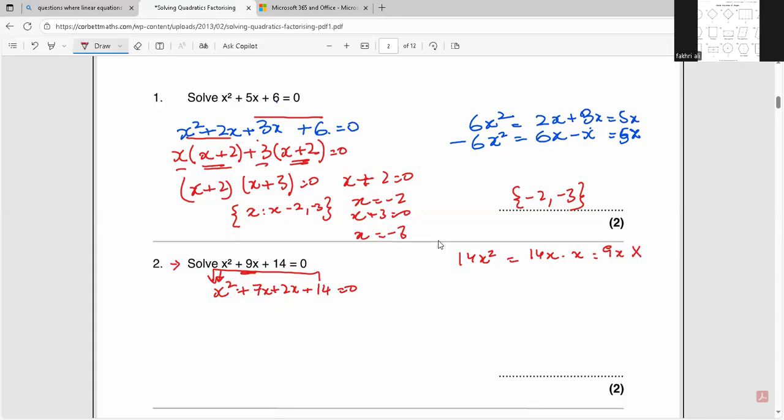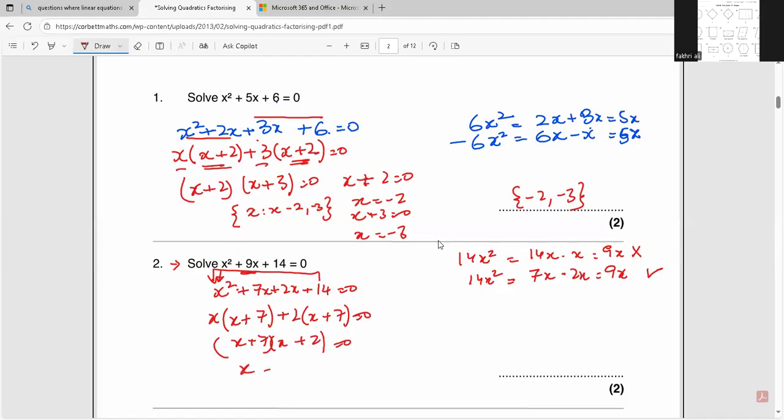Similarly, 7x into 2x is going to give me 14x square, as well as when I add it, it is going to give me 9x. So this is the right choice. I take common x plus 7 and I take plus 2 out here. x plus 7 remains inside. And again, x plus 7 and x plus 2, I get two factors. Then I get x equals to -7 and x equals to -2. These are two factors.